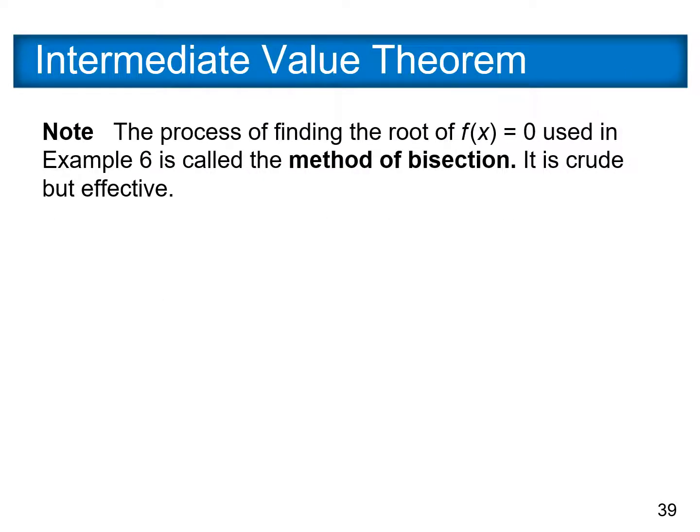Just the last point: the process of finding the root that we used here is, like I said, kind of crude, but there's a name for it. We call it the method of bisection. Like I said, it's crude, but it is effective, and it's a great way of finding the zeros when you don't remember the formula or when you don't have a formula to find them.